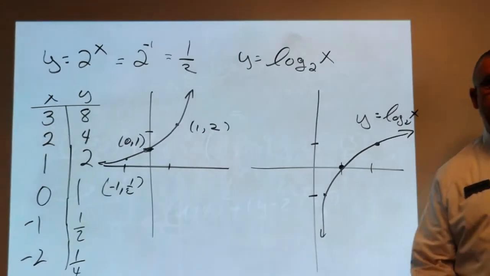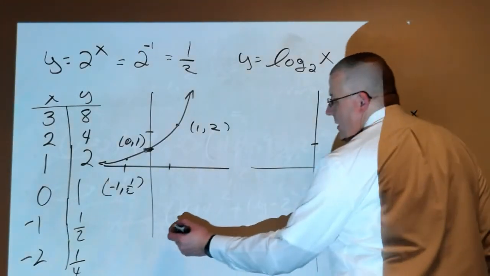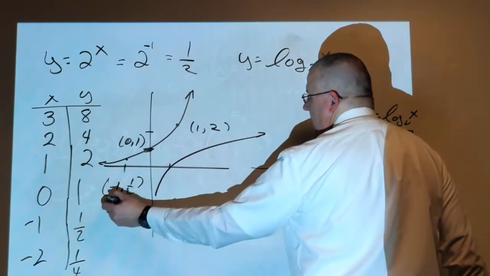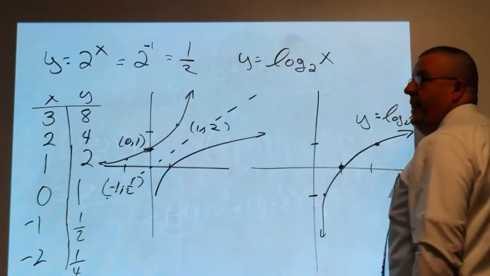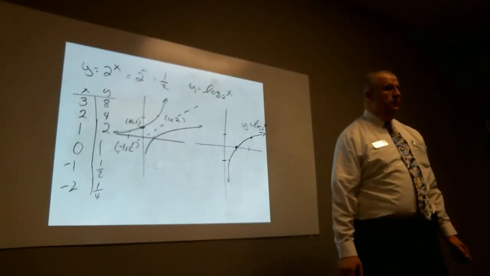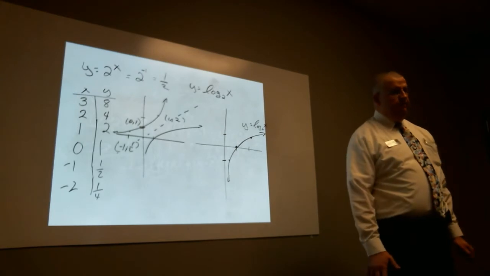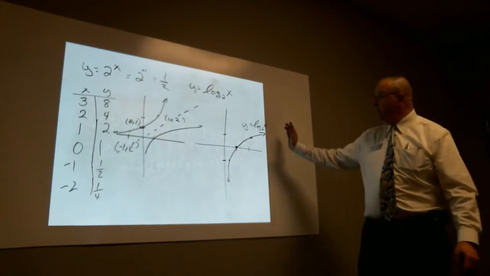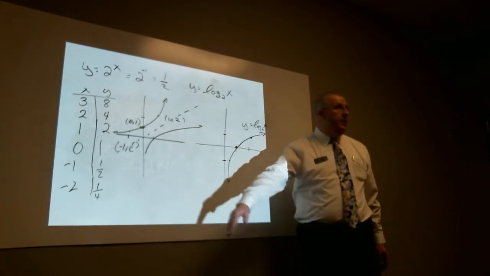of x. Now, if I put those on the same graph, guess what? They are symmetric about the line y equals x. So they are inverses of each other. It makes it really, really simple. Now, we can shift these functions just like we shift everything else.